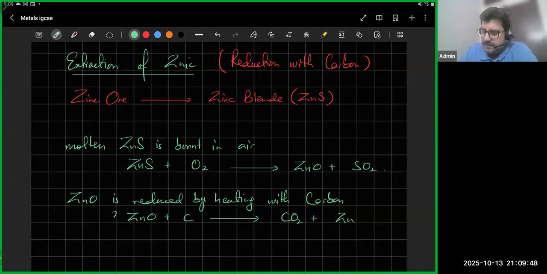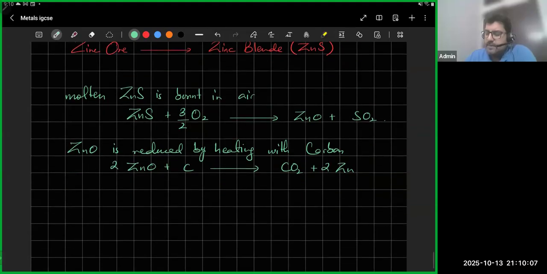You can just balance this, two zincs, to balance. And the first one we can balance as well. That's going to be 3/2 O2. Then 3 oxygen on the right side, right? So anyway, you've got both equations, and that's how zinc is produced.